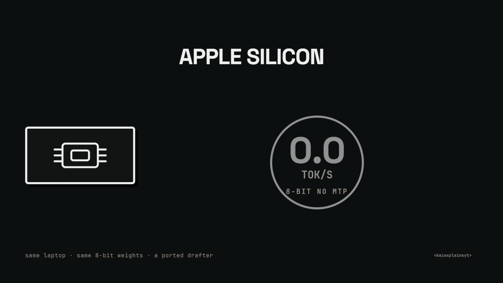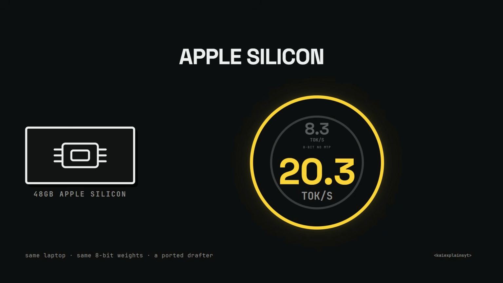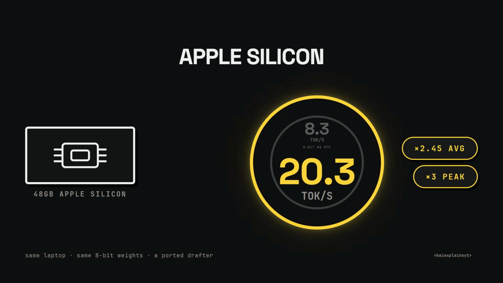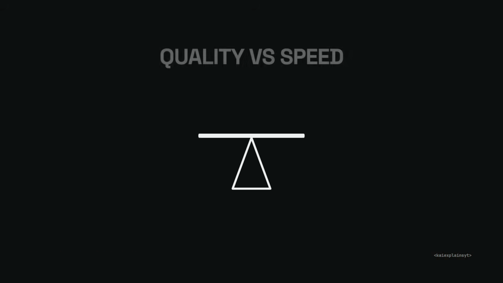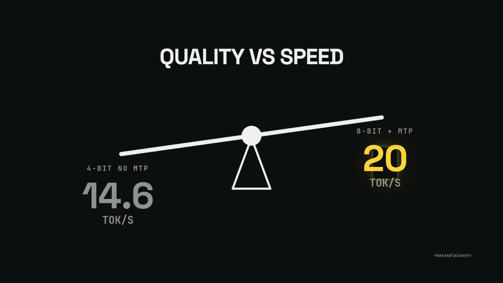Apple Silicon. Someone benchmarked a 48 gigabyte laptop and went from 8.3 tokens per second at 8-bit to 20.3 with a ported drafter. 2.45 times on average, 3 times at peak. But here's what's better than the multiplier. 8-bit with drafting beat 4-bit without it. 20 tokens per second against 14.6.